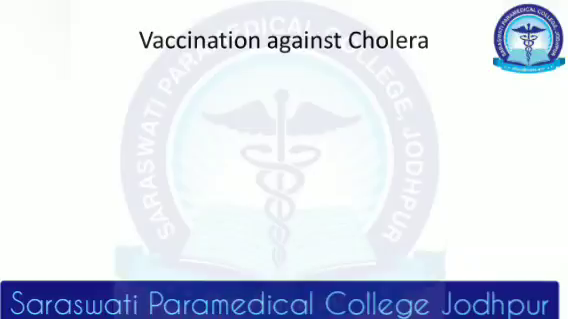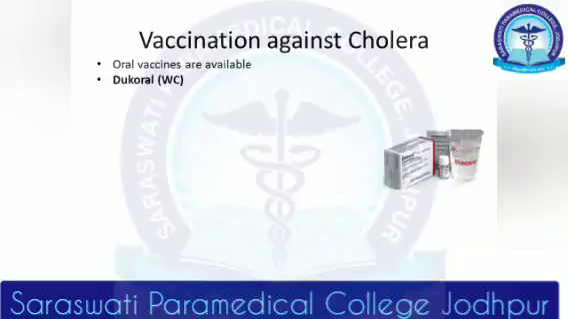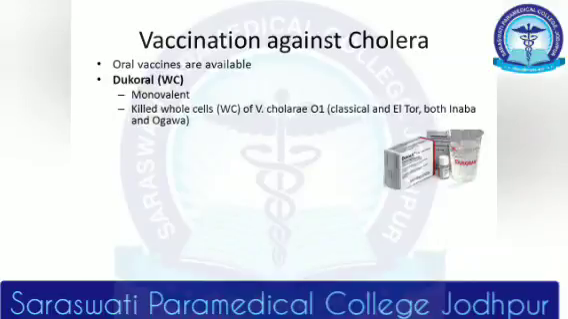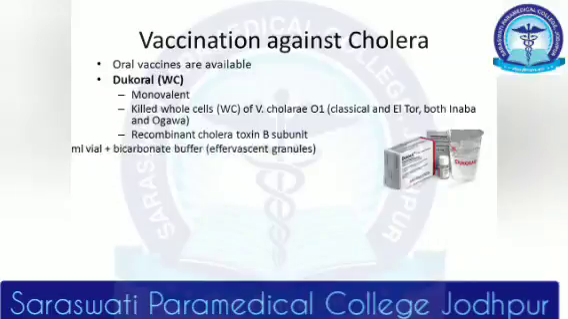Vaccination is available against cholera. These are oral vaccines. Two types. One is Dukoral whole cell vaccine, which is monovalent. It contains killed whole cells of only Vibrio cholerae O1, both classic and El Tor, and both Inaba and Ogawa. In addition, it has B subunit of cholera toxin.